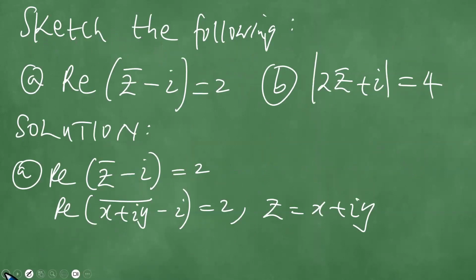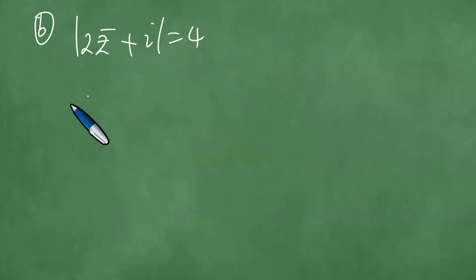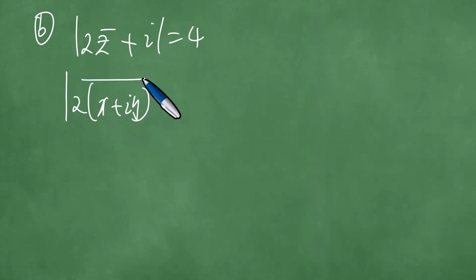But let us look at another sketch. Part B: we want to sketch this one, the modulus of 2 times z bar plus i equals 4. And therefore, this one here is 2 times x plus iy, which is x plus iy, plus i.